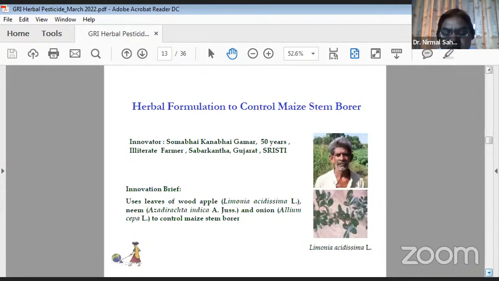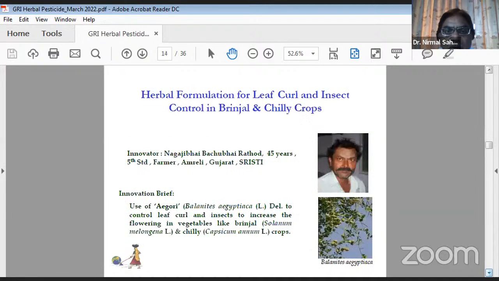This is another practice to control stem borer in maize, where the plant used is Limonia acidissima. This is another formulation to control leaf curl in brinjal and chili. The purpose of showing these practices is that there are several such practices. Whether a practice is working or not, the first job is to validate the claim.